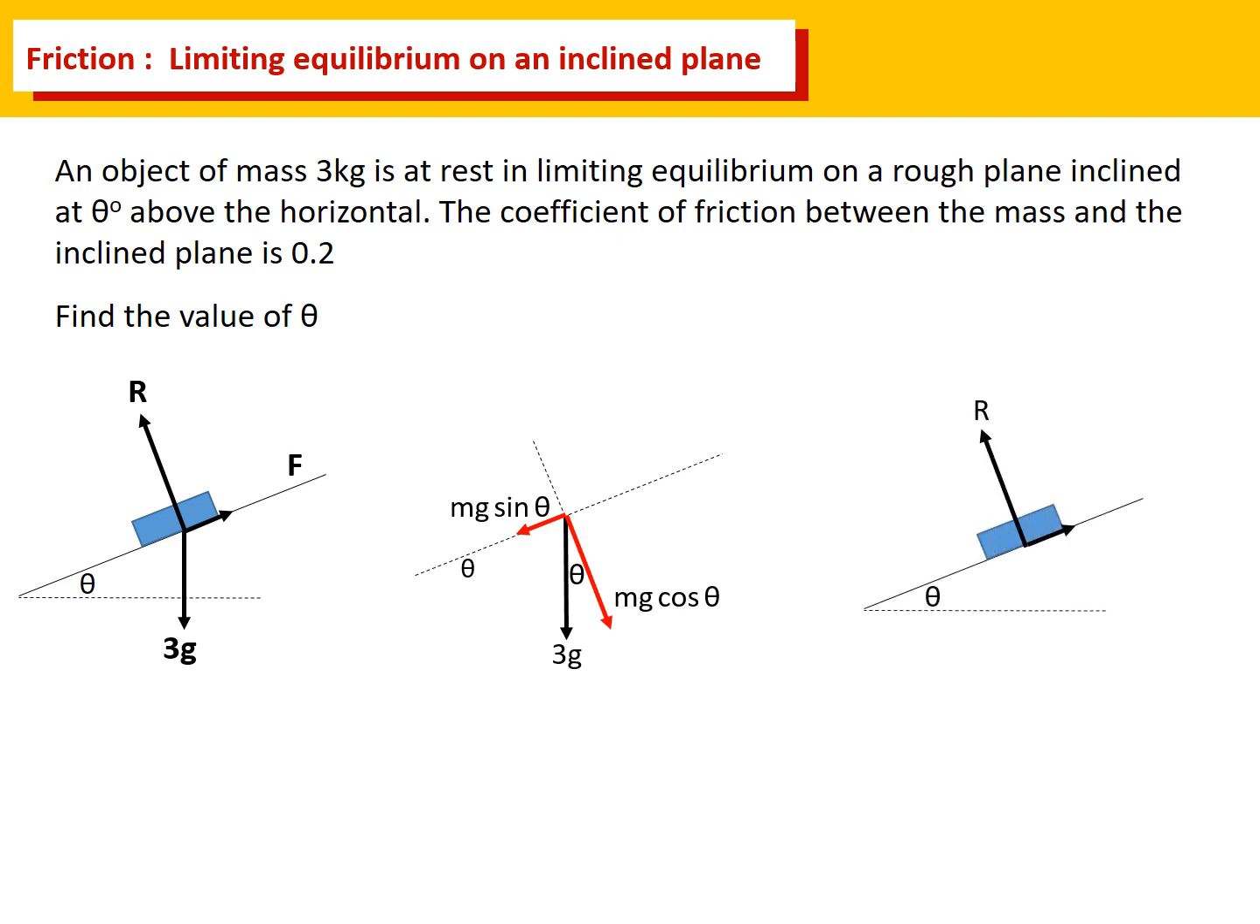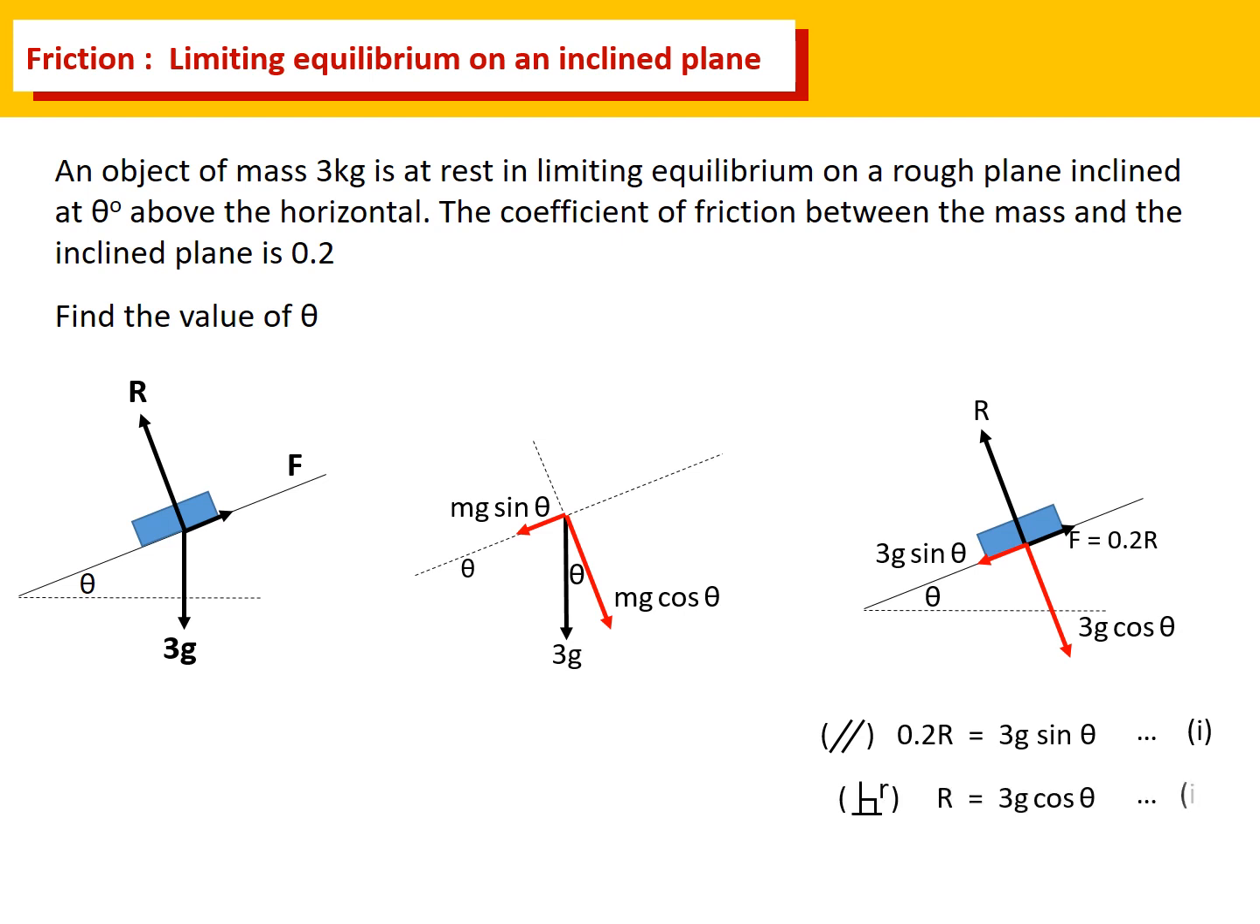So now the forces on the object, well, in limiting equilibrium, so F equals mu R, it is at maximum, remember, so that's 0.2 times R. Into the plane, we've got 3g cos theta, and down the incline, 3g sin theta. Therefore, that gives us 0.2 R equals 3g sin theta. Perpendicular, we have R equals 3g cos theta.